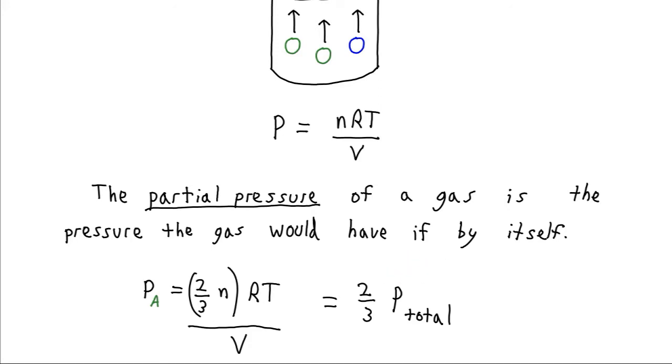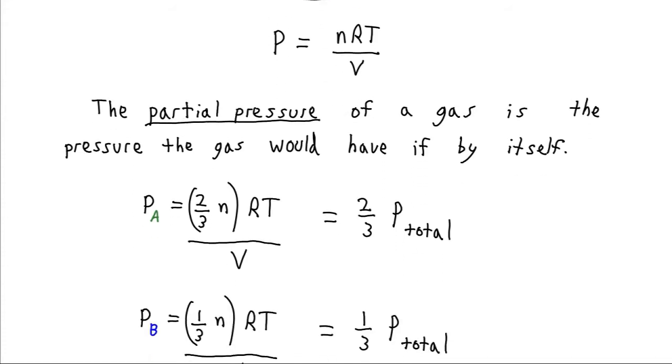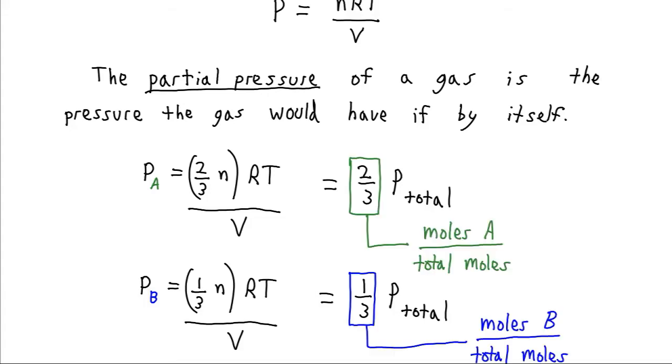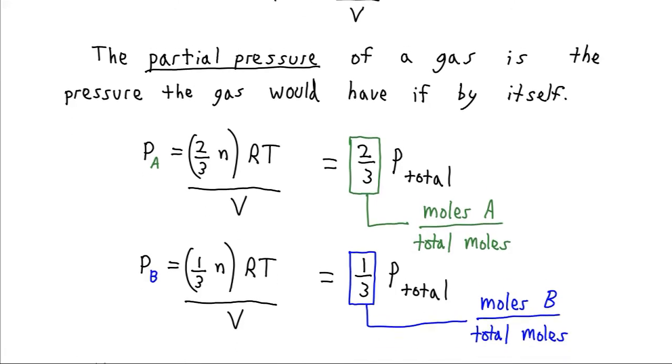And now for our other substance, 1/3 of all the molecules correspond to that substance. So the total number of those molecules is going to be 1/3 of N. So likewise, we plug that into our equation, and that's going to be the same as multiplying our total pressure, which is nRT over V, by 1/3. So it's 1/3 of the total. Now these are called the mole fractions. The moles of A over the total moles and the moles of B over the total moles. And 2/3 plus 1/3 gives you 3/3.